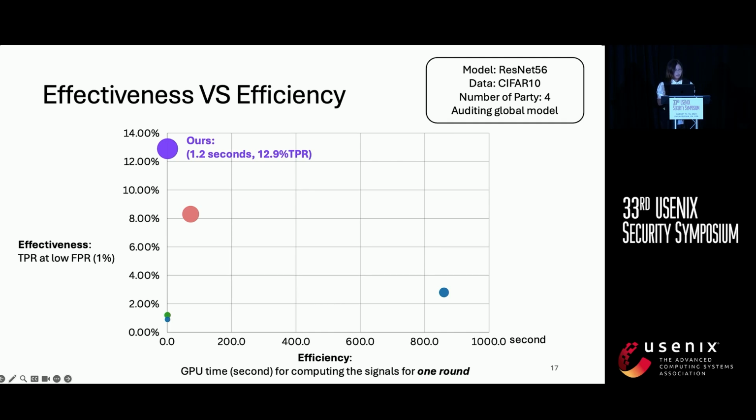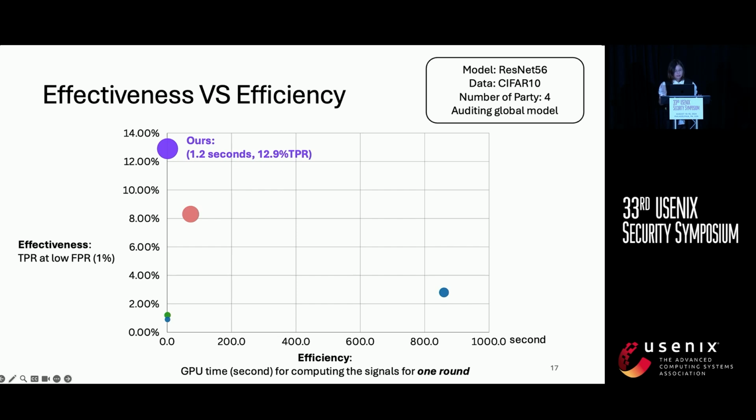Now let me show you some empirical results. Here I'm showing the results when we train a ResNet on CIFAR-10 using FedAvg within 4 parties. And we compare our algorithm with baseline attacks in terms of the efficiency, which is quantified by the GPU time required in each round, and the effectiveness, which is measured by the true positive rate at 1% false positive rate. The results are calculated based on the whole training process.